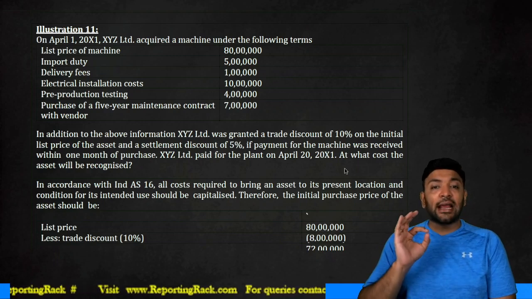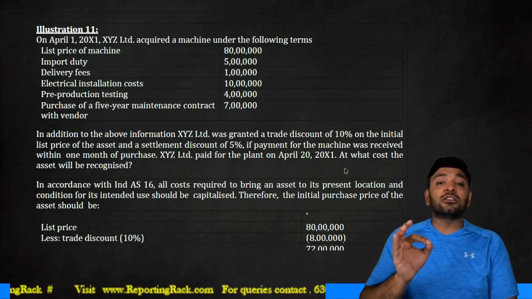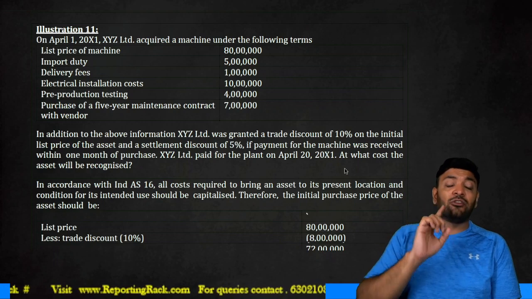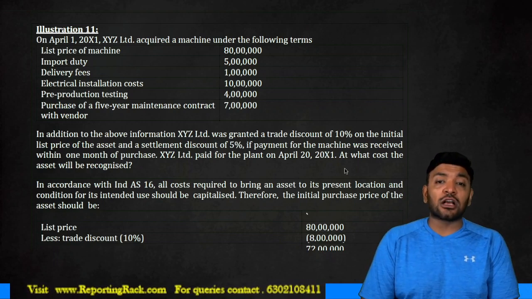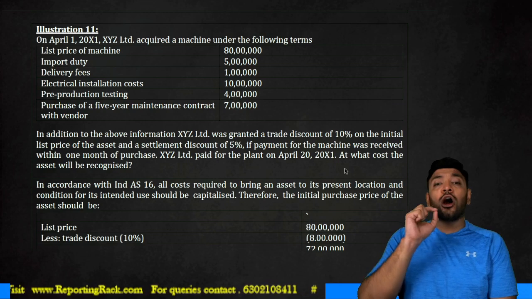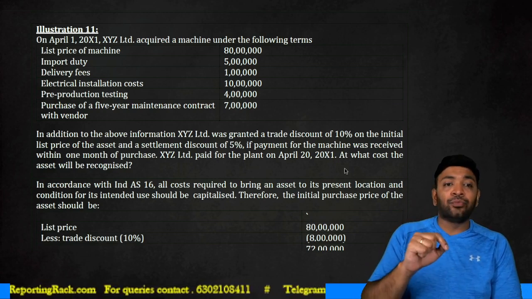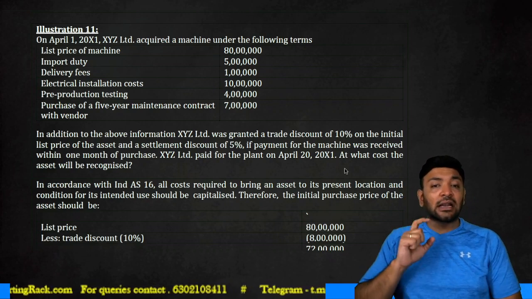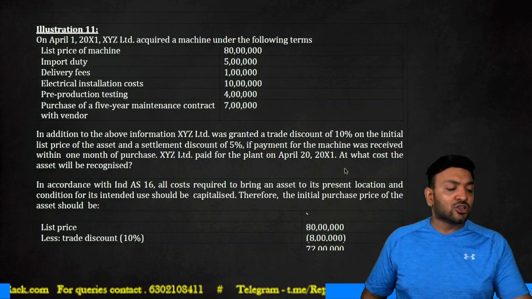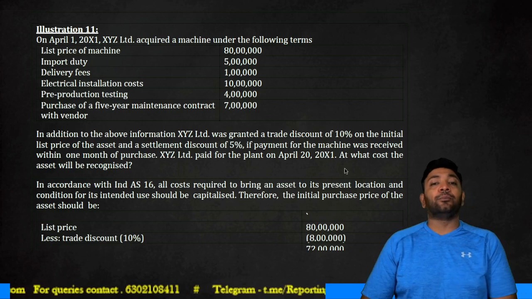Delivery fee, should I add? Yes, because when we were talking about inclusions in the cost of the asset, we said all costs incurred to bring the asset to its current location. Cost incurred to bring it to the current location is your delivery fee. So 1 lakh also should be included.